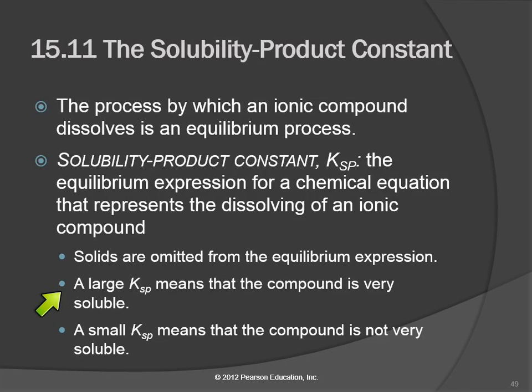If this equilibrium constant, the Ksp, is very large, it means the products are favored. The dissolved substance is favored, the solubility is high. If Ksp is small, it means the reactants are favored. The amount of ions present is going to be low. It's not very soluble.